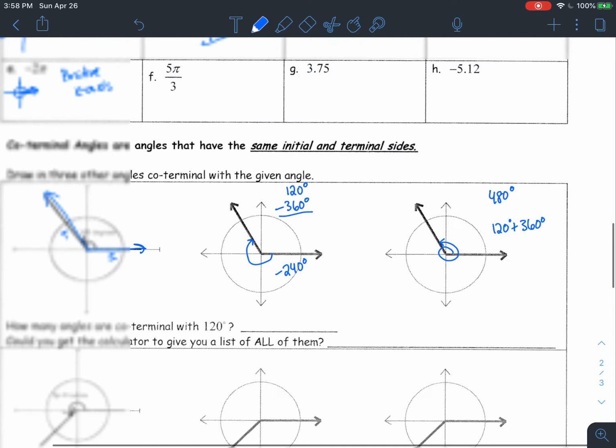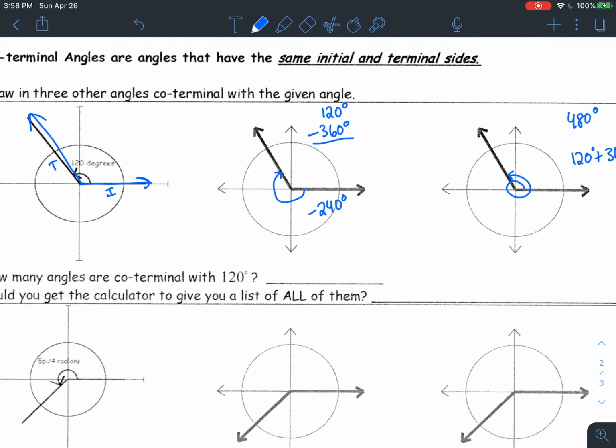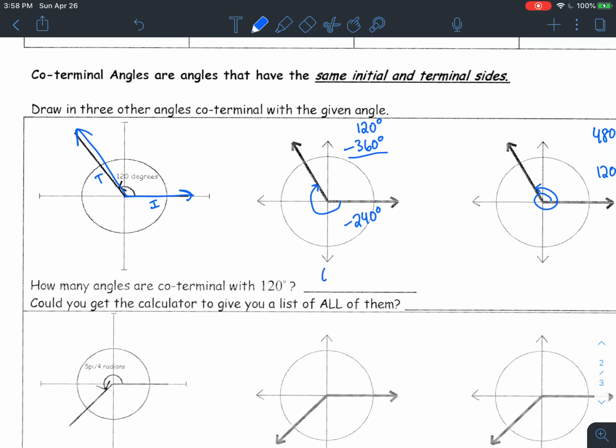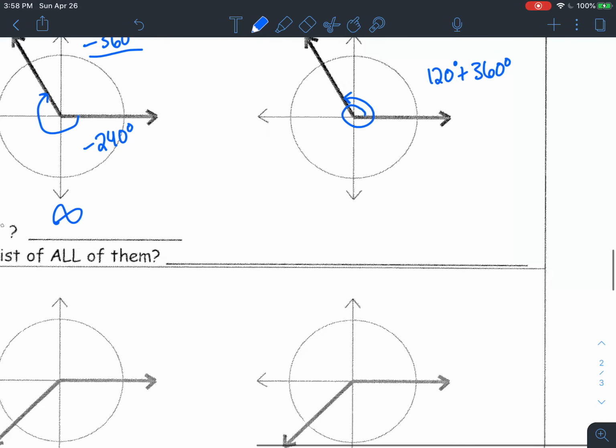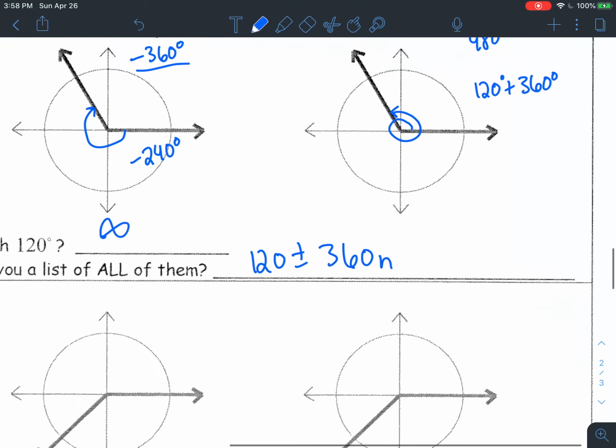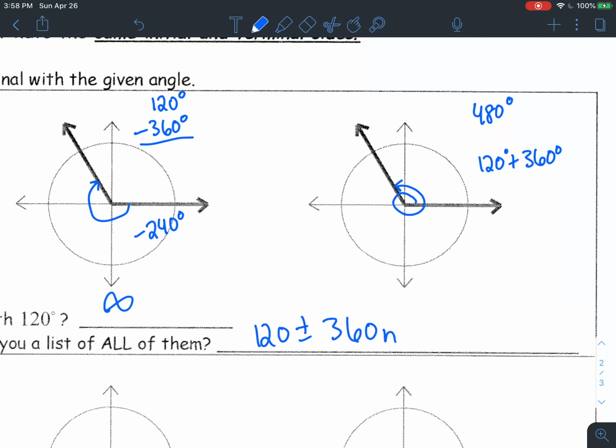So for the question down here, how many angles could be coterminal with 120? As many as we want. We can keep adding and subtracting 360 degrees, as far as we wanted to, as many times as we wanted to. Could your calculator give you a list of all of them? Yeah, I guess if you wanted to get fancy with it. 120 plus or minus 360n would give you them, but we never really use that. The easiest way to find coterminal angles is literally just you grab your calculator, whatever angle you're starting with, add 360. Whatever number you started with, subtract 360, and it will be that easy.